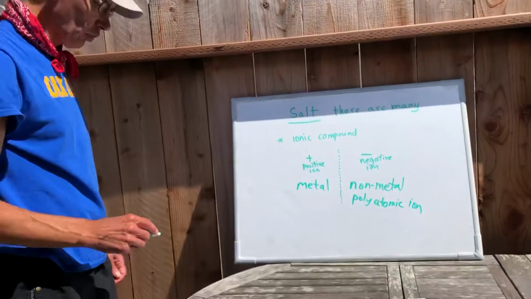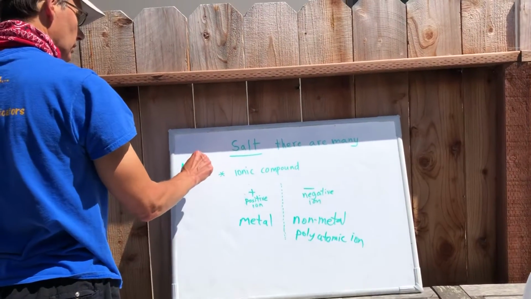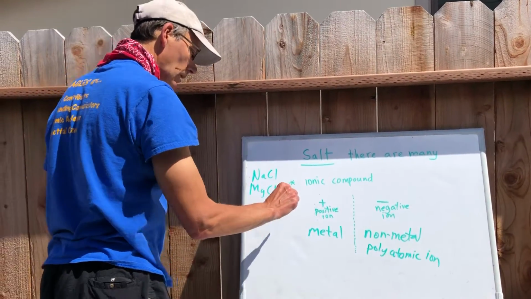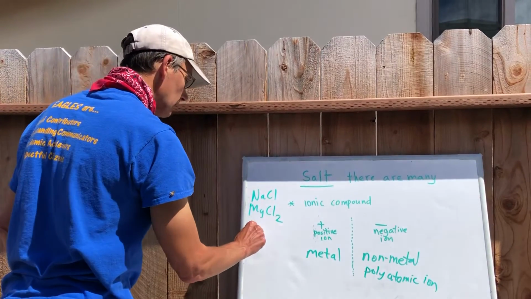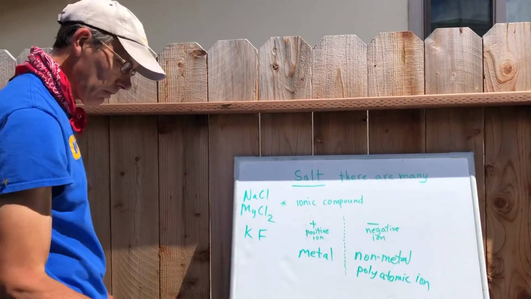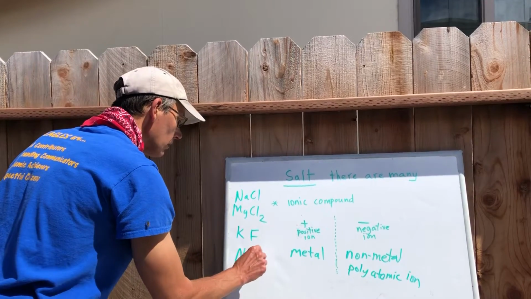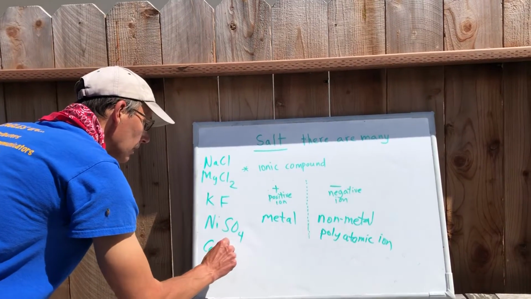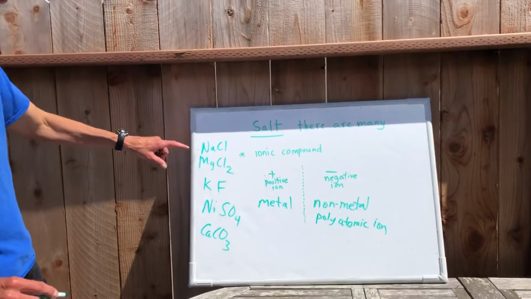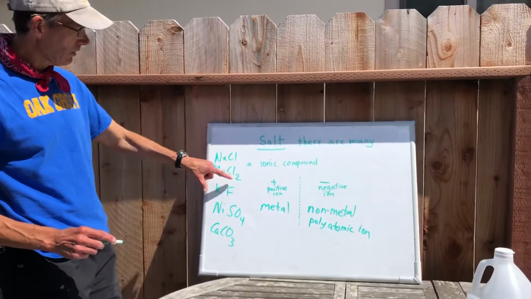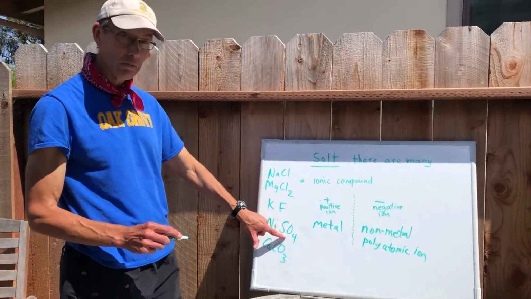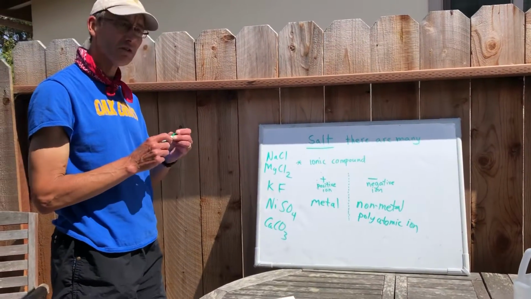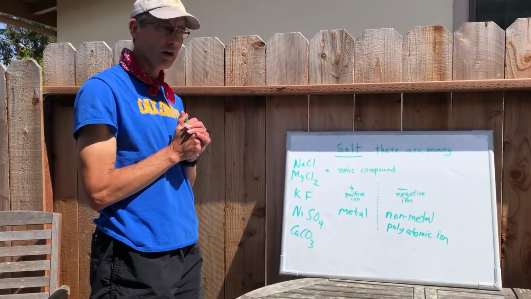So some examples would be, obviously, sodium chloride. We could take magnesium chloride, MgCl2, potassium fluoride, nickel sulfate, calcium carbonate, and so on. So we have metal, non-metal, metal, non-metal, and in the last cases a polyatomic ion, same thing here. So that's what a salt is. Just remember, salt isn't just sodium chloride, it's a lot of different things.